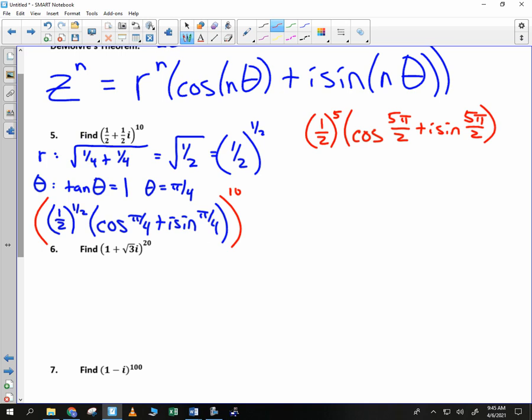We're getting close to what your final answer is going to look like. This isn't too bad of a number. It's not too ridiculous. What's 1 to the 5th? 1. What's 2 to the 5th? 32.